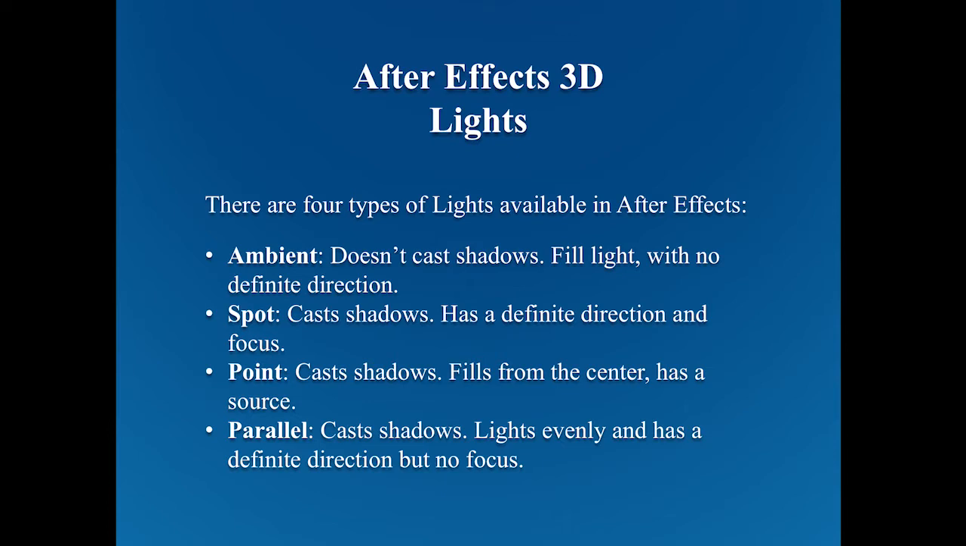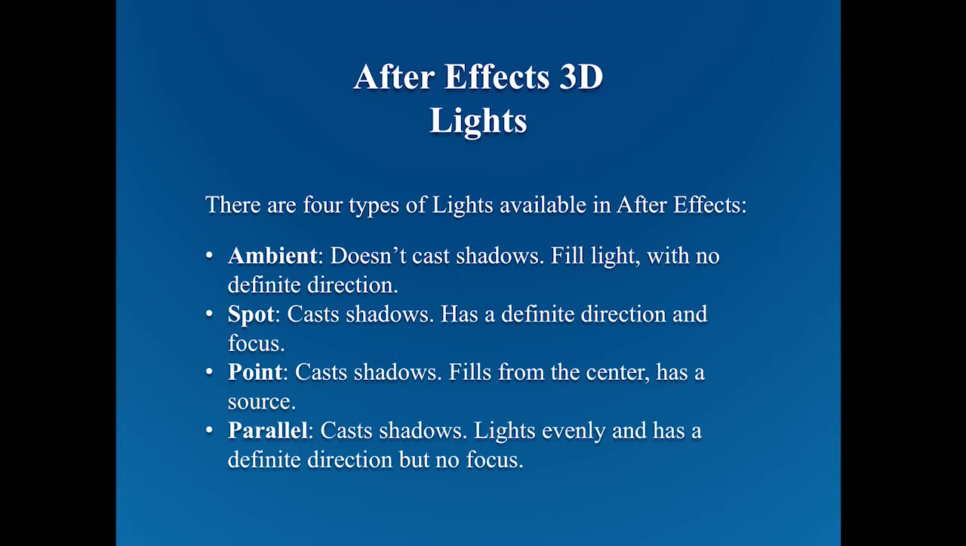A spotlight casts shadows. So it will cast the shadow behind the object as long as there's a setback to the background layer. It has a definite direction and a focus. And remember, it's shaped sort of like a triangle coming out. It's like a cone shape.